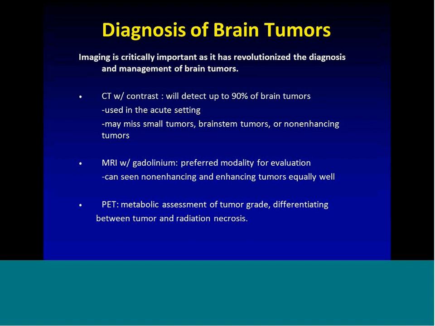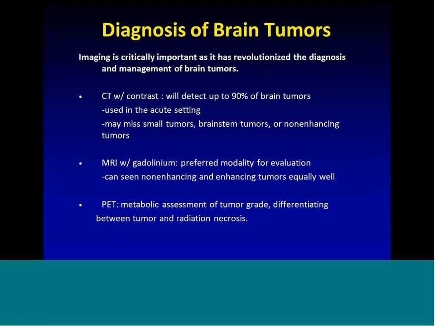CTs are done sort of from an emergency perspective, and CT with contrast will help you visualize some tumors. But again, in the posterior fossa, it isn't very good for looking at those kinds of tumors. And if you have tumors that don't enhance with contrast, you may actually miss those tumors. So really, an MRI is our preferred modality.